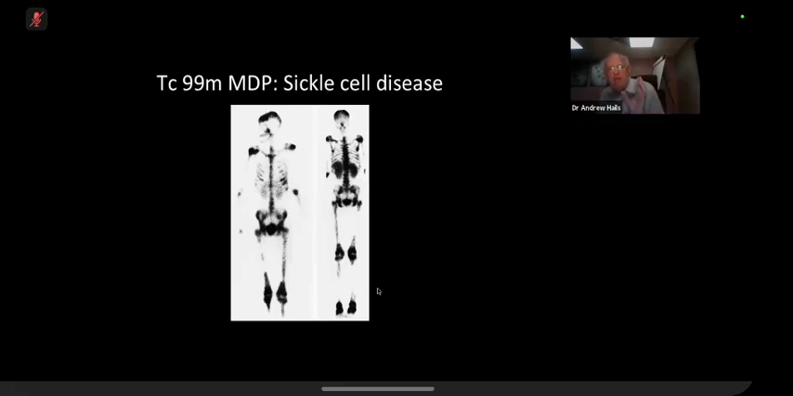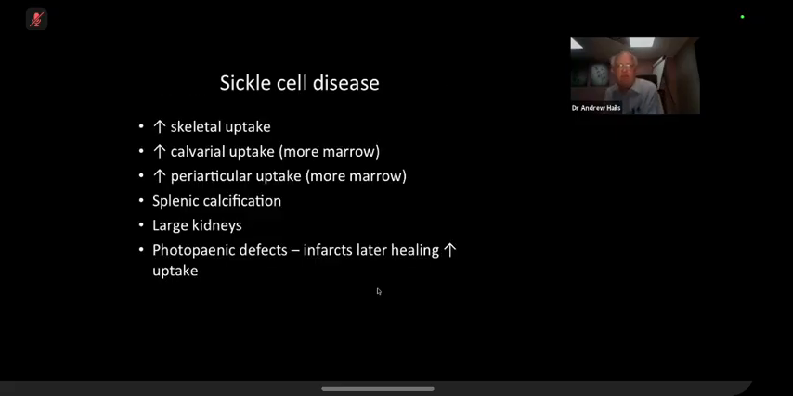18-year-old male, where you have increased size of the kidneys, you often get calcification in the spleen, increased uptake at the ends of the bones. It's sickle cell disease, but obviously you don't diagnose sickle cell disease in this way. Periarticular uptake, skeletal uptake, calvarial uptake, and you may get photopenic defects, which are due to bone infarcts, which later heal, and then you get increased uptake at that area.